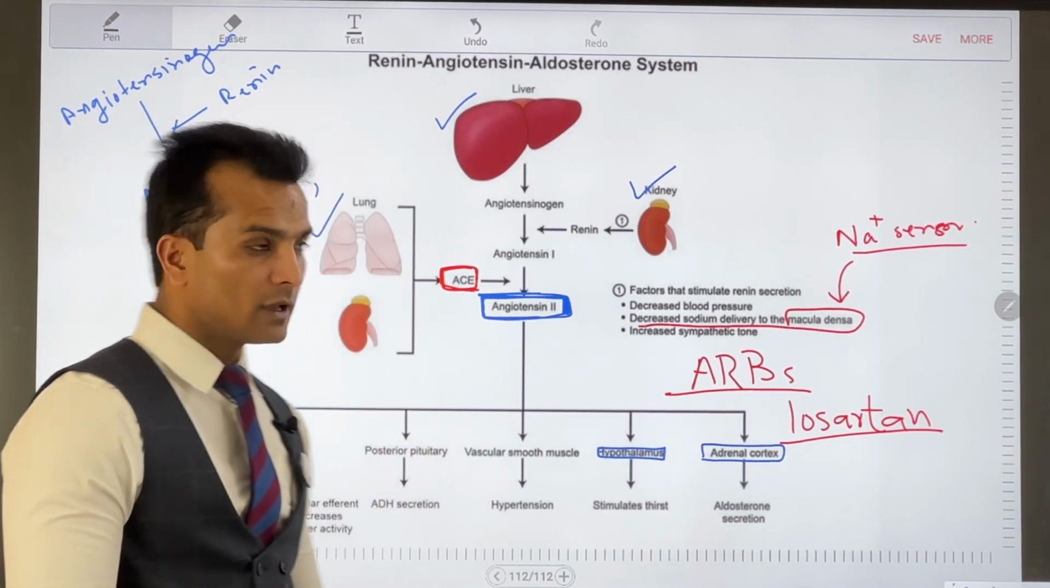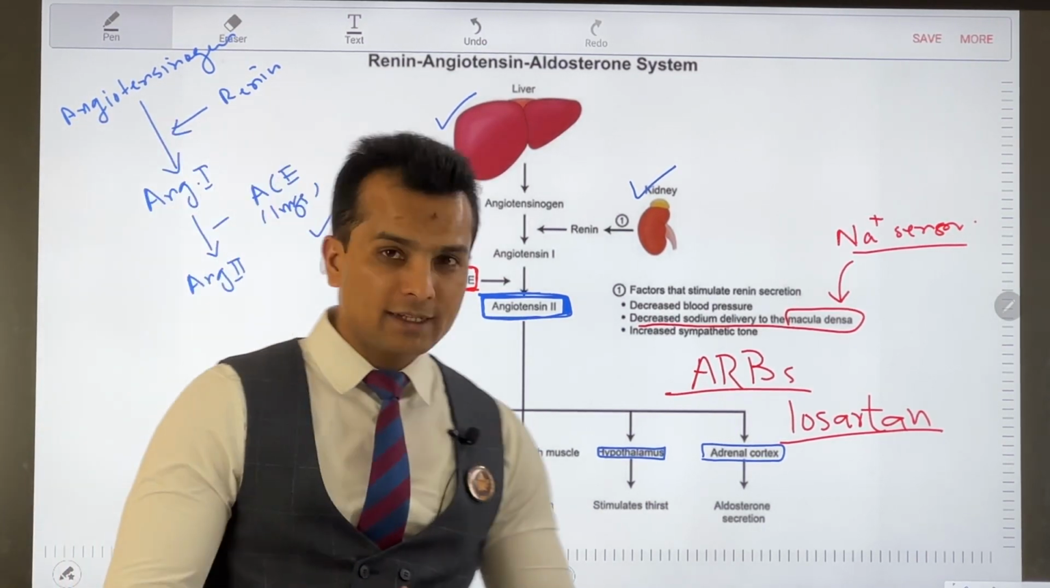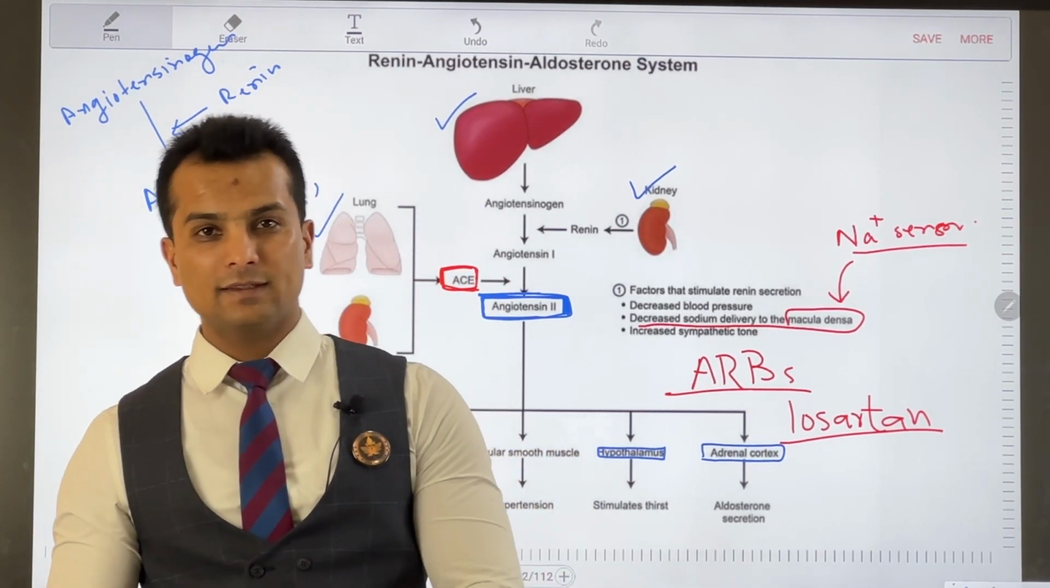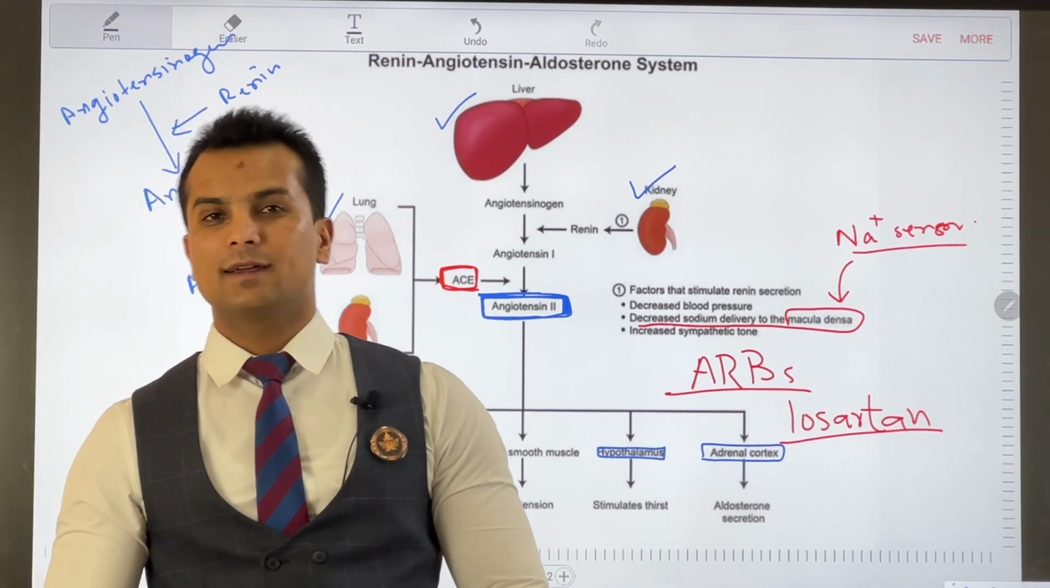So I hope you understood what the renin angiotensin aldosterone system is and what the significance of the ACE inhibitors and angiotensin receptor blockers is.